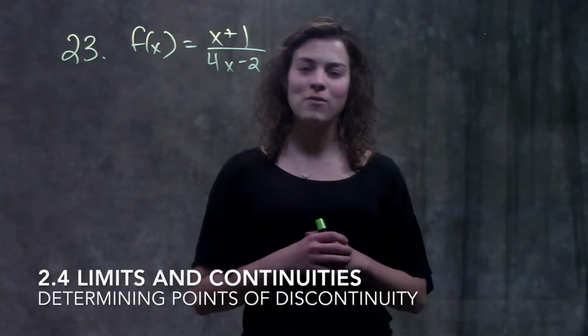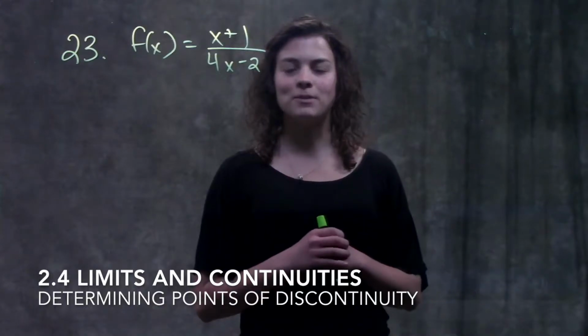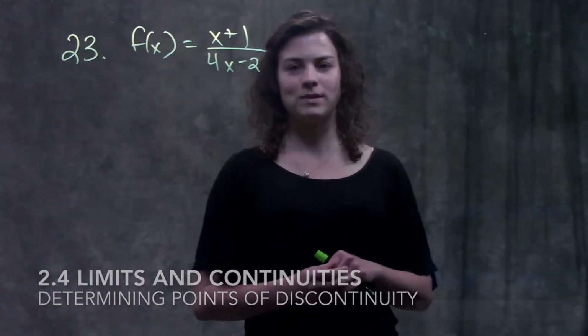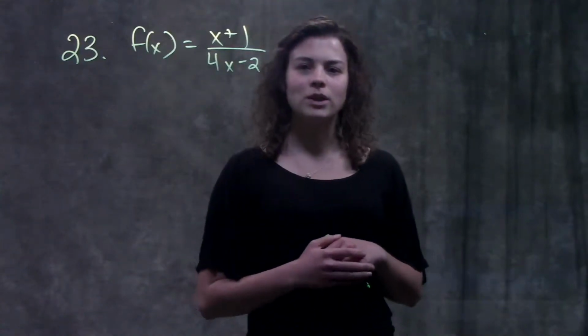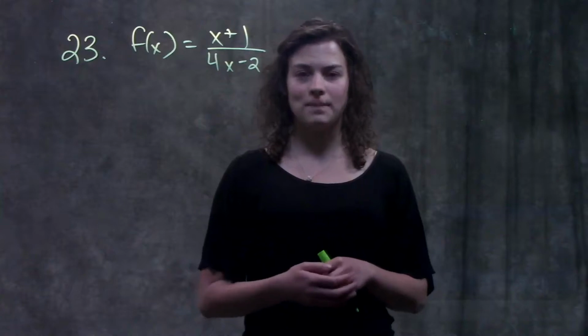This is section 2.4, Limits and Continuity. And in this video, we're going to go through an example of how to solve for when they're asking us where a function is discontinuous. Alright, so this is number 23 in your book. It gives us this function, and it's asking us to find the points of discontinuity.